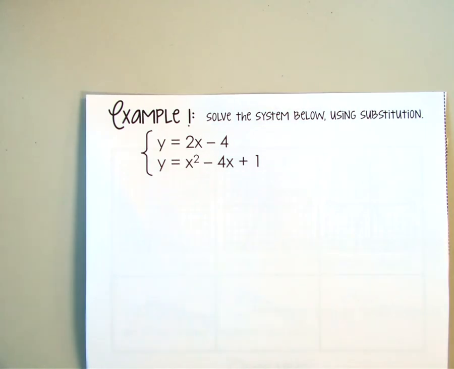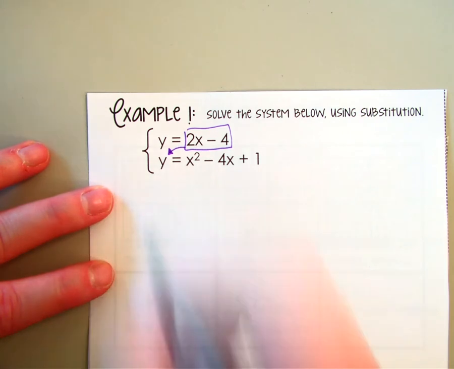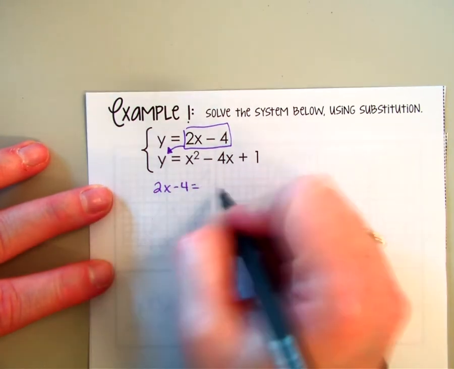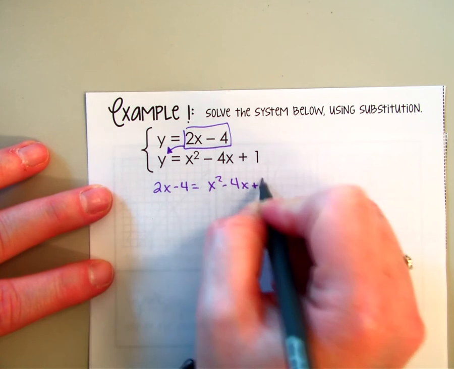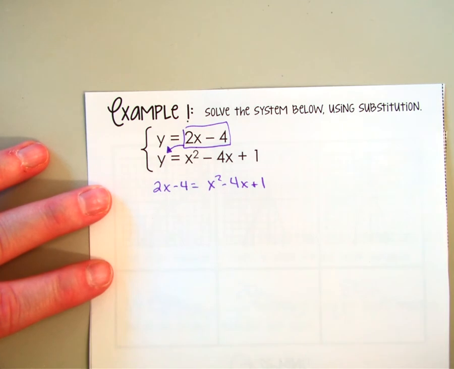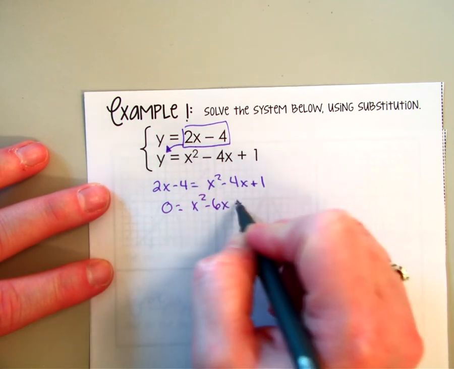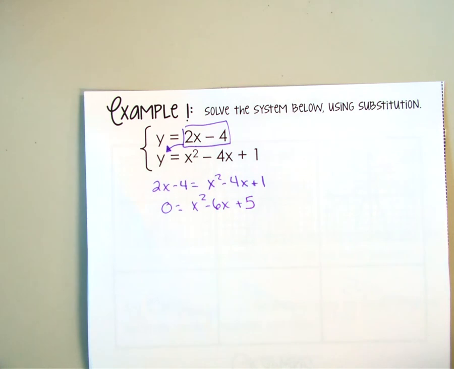So let's take a look at it algebraically. So here's our first example. We want to solve algebraically the system below, keeping in mind, again, we can either have two, one, or no solutions. So I'm going to take this, and I'm going to plug it into there. So we get 2x minus 4 equals x squared minus 4x plus 1. So again, substitution. You're just taking that, substituting in for y, and now we're going to do our favorite thing, algebra, to solve. So I'm going to subtract my 2x and add my 4 over so that I have everything on one side, my 0 on the other side. So now my quadratic is in standard form.